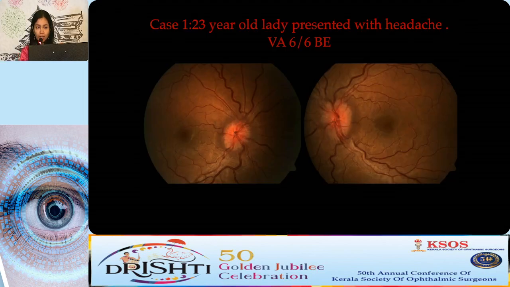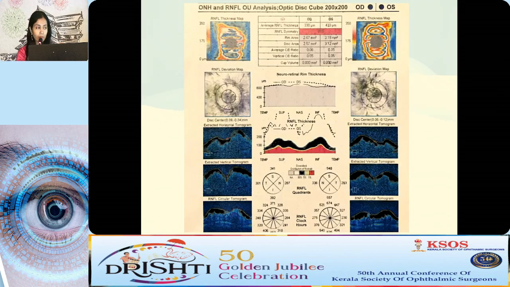This is a 23-year-old lady presenting with headache with a visual acuity of 6/6 in both eyes. The disc is showing bilateral disc edema. So what is the most probable diagnosis? Papilledema. So obviously in the RNFL we would be finding this marked thickening of the retinal nerve fiber layer, which is shown as white in color, and that confirms it.